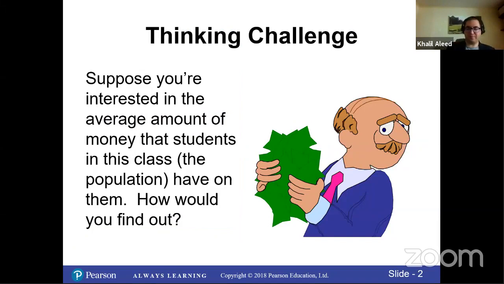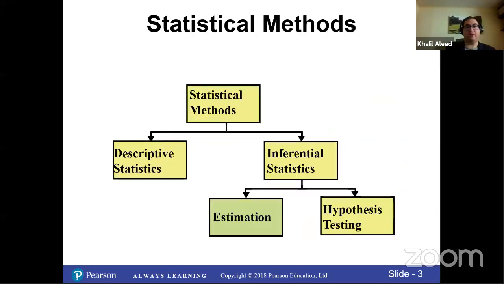As a simple example, suppose you're interested in the average amount of money that students in this class have in their pocket. How would you find out? If I want to know how much money is in your pocket, my pocket, and everybody in this class, and I would like to make an assumption on, for example, the average amount we have in total, or what range overall we have, then let's take a step back.